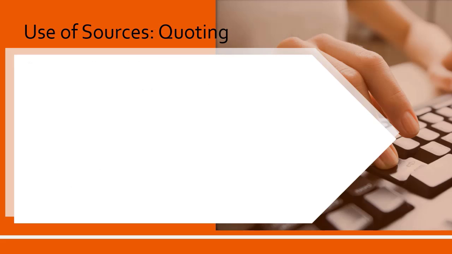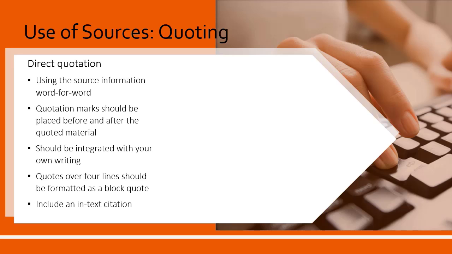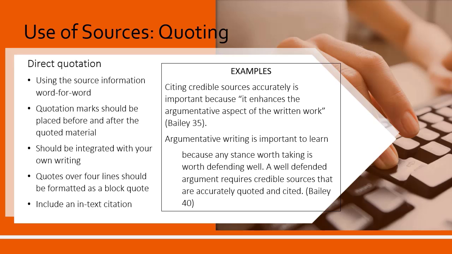First, we'll talk about the use of sources in direct quotes. A direct quotation is using the source information word for word. Quotation marks should be placed before and after the quoted material. The source information should be integrated with your own writing, and quotes over 4 lines should be formatted as a block quote. Also be sure to include an in-text citation. Here are some examples.